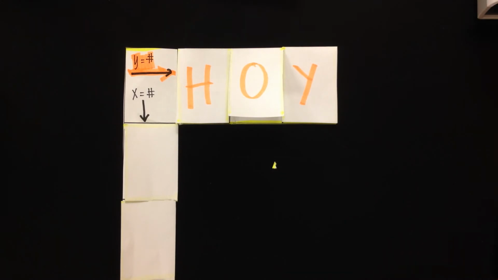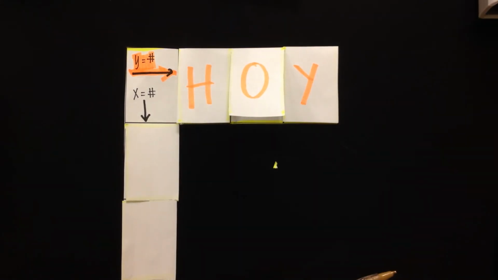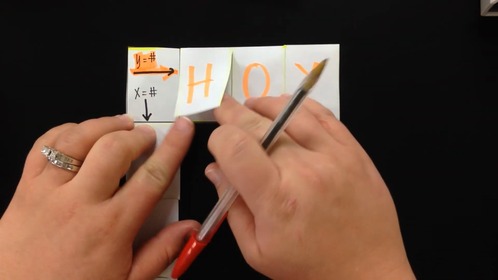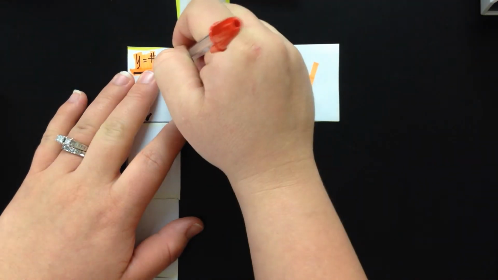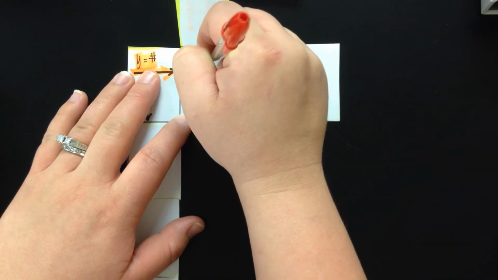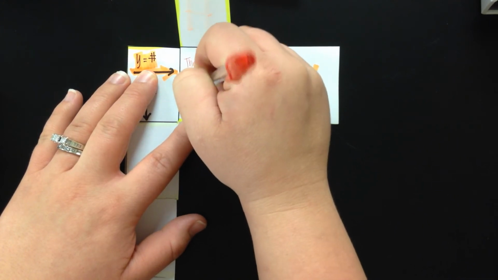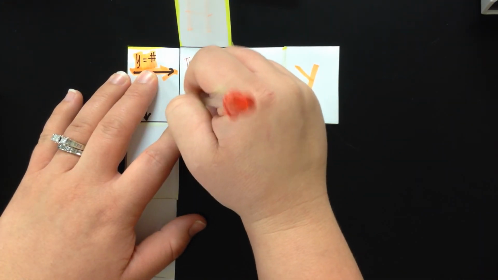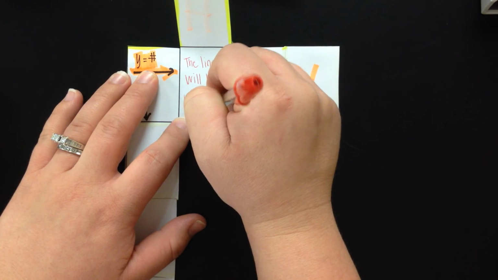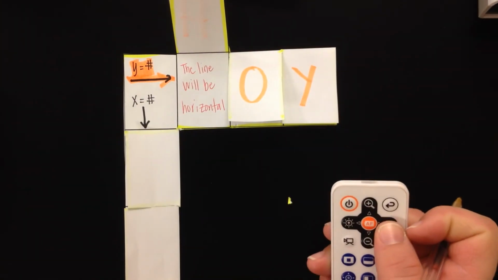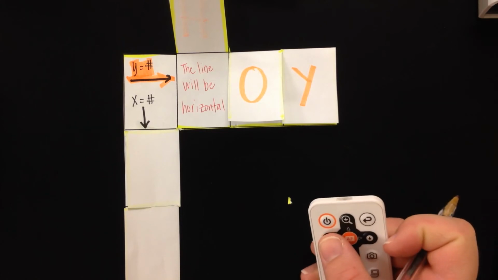And so what that stands for, I'm going to flip up my H, is that the line will be horizontal. Okay? The line will be horizontal. And let me see if I can darken that up for you guys. Is that too dark? Or is that better?